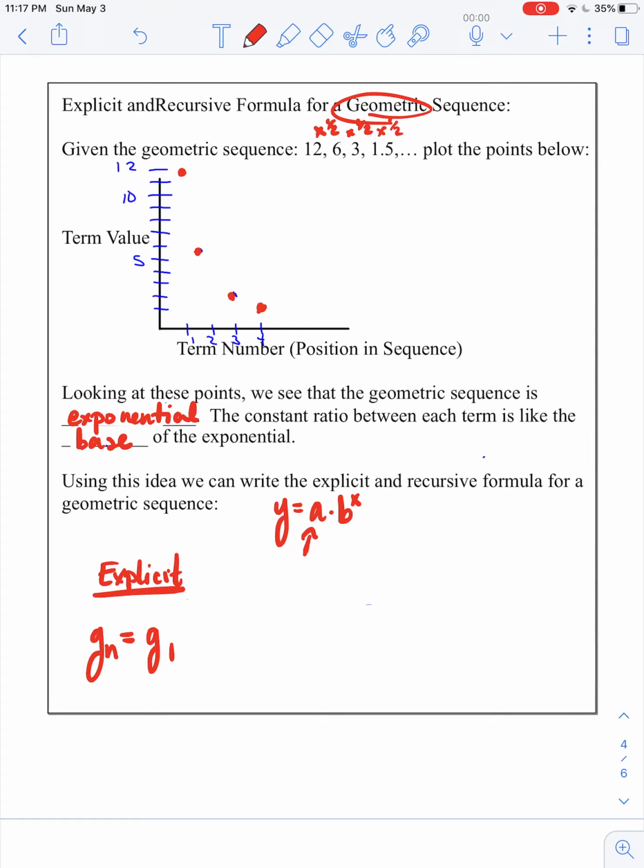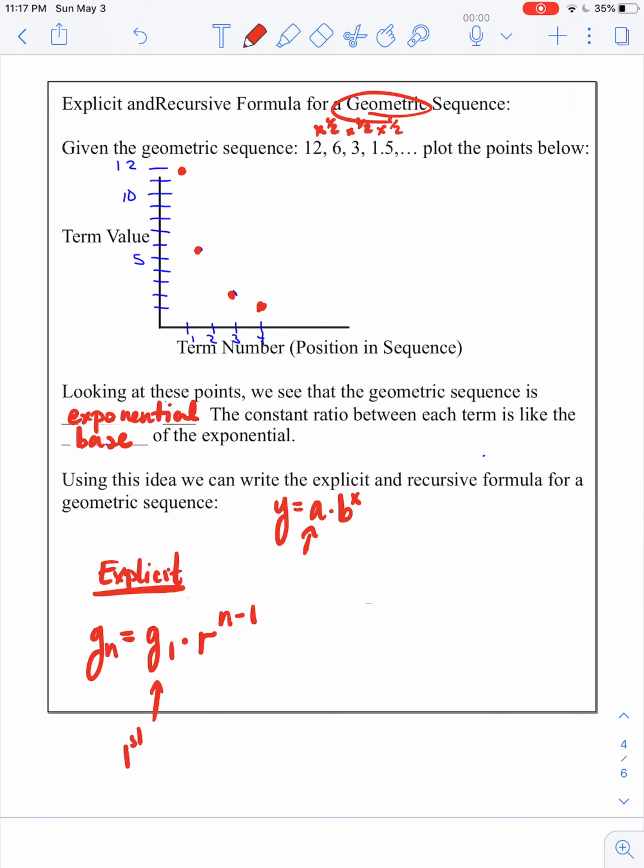So that's the original amount times r to the n minus 1. g1 is the first term, r is the ratio, and n is again the term number. It's n minus 1 because if I wanted to get to the 5th term, I've only applied the ratio, I've only multiplied 4 times. So the exponent is n minus 1.